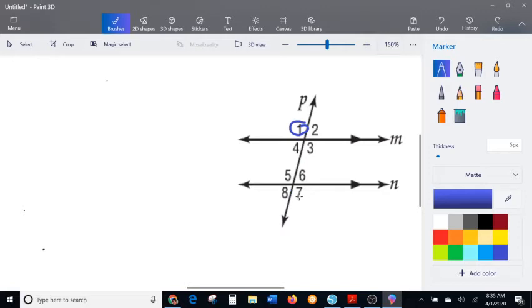And we can prove that because remember we just said that angle 1 and angle 4 are supplementary. Well, if angle 1 and angle 4 are supplementary, and we know that angle 4 and angle 8 are in the same location on those two lines, that makes them corresponding.